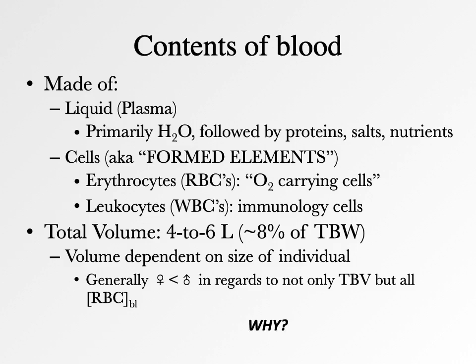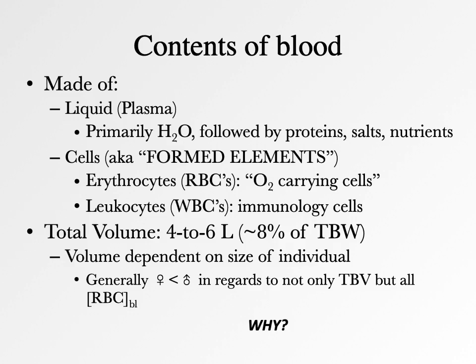The formed elements are the erythrocytes, those cells that will be gas-carrying cells, and the leukocytes, which are the immunological cells. In terms of total volume or total mass, blood is approximately 8% of total body mass or total body weight, which within the normal range of people is somewhere between 4 and 6 liters. This is dependent upon the mass of the individual, which means that the total blood volume is going to be dependent upon the size of the individual.